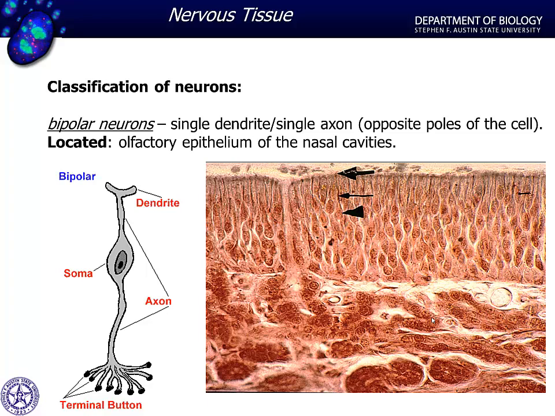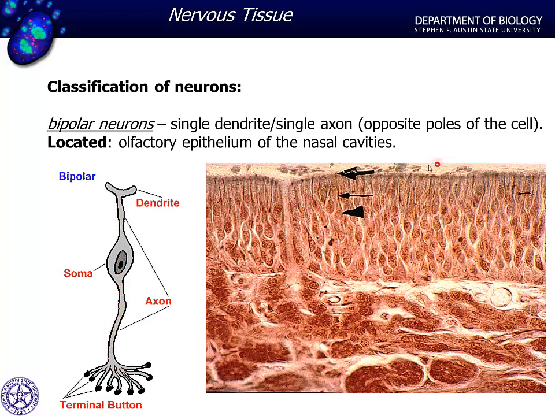So as we look at our bipolar neuron, we can see that we have a central cell body. We have one somewhat thick dendrite, much thicker than we're used to seeing, and remember this is bringing information to the cell body, and then we have a single axon leaving the cell body.